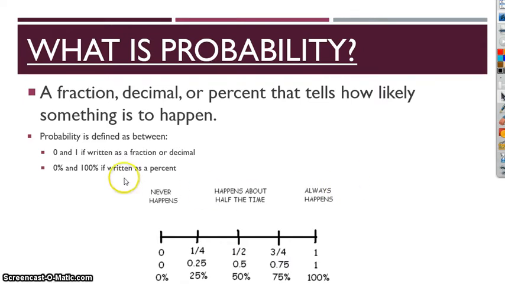Probability is defined as between 0 and 1 if it's written as a fraction or decimal, or between 0% and 100% if written as a percent. And in the last lesson we talked about how it cannot be less than 0 and it cannot be more than 1 because it's impossible for something to happen less than never or more than always.